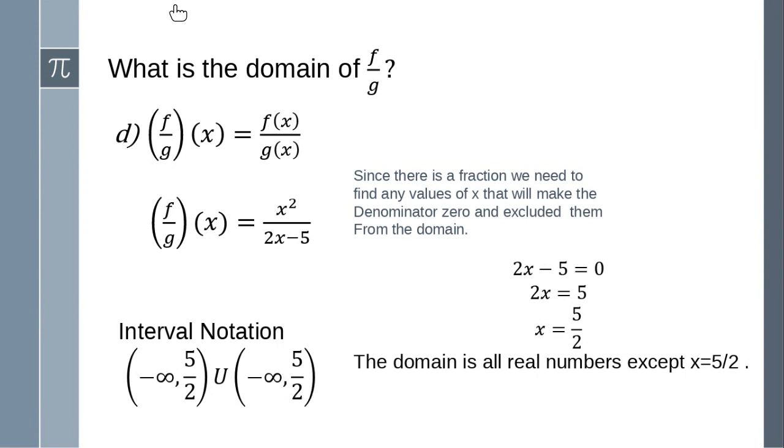Okay, so this is the typo here. Let me rewrite this side. It should be like this. 5 halves to infinity. Okay, sorry about that. Okay, it was too much copy and paste.